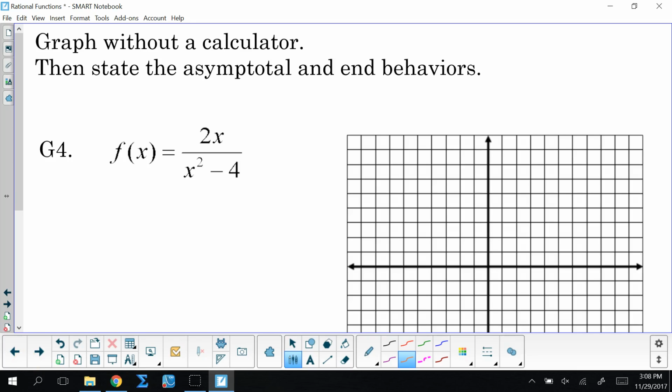All right, one example for today. I'll give you time to write it down and get your graph paper out.